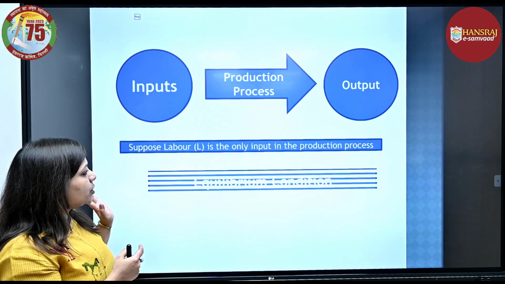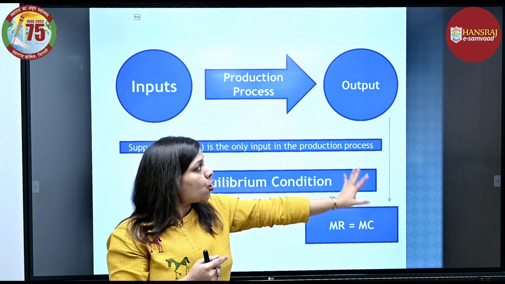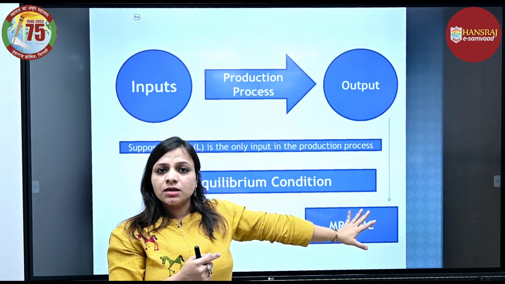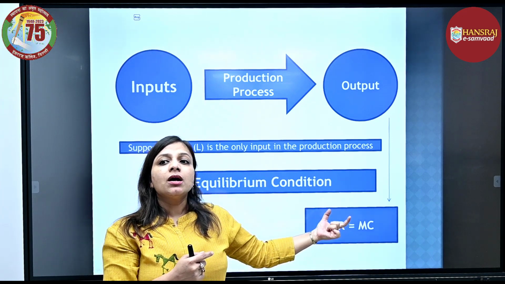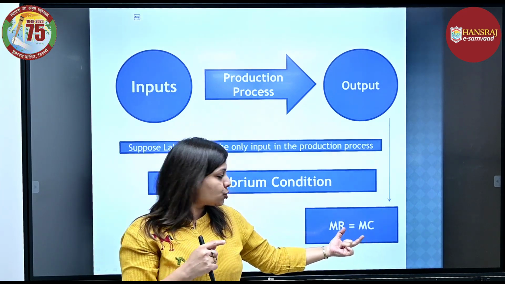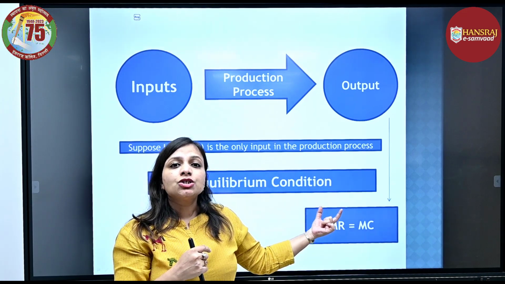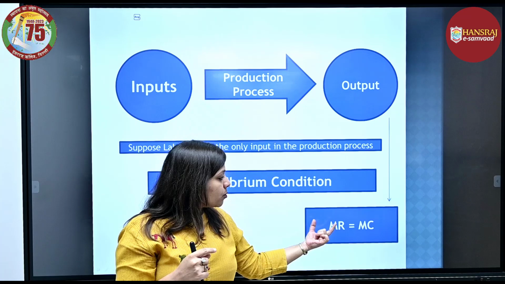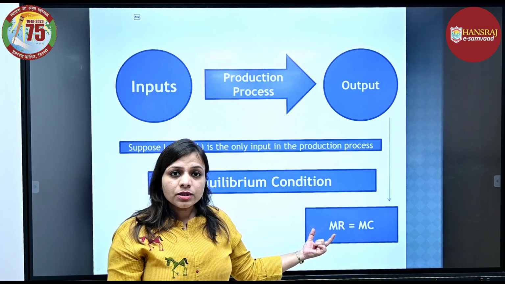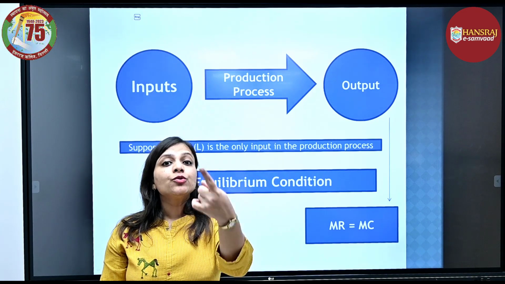So the equilibrium condition in the output market, or the profit maximizing condition for the firm, is the point where MR is equal to MC. Now the question is, what is MR and what is MC? MR is your marginal revenue. Remember, marginal means one extra. So marginal revenue is the revenue that the firm is getting by selling one extra unit of output.